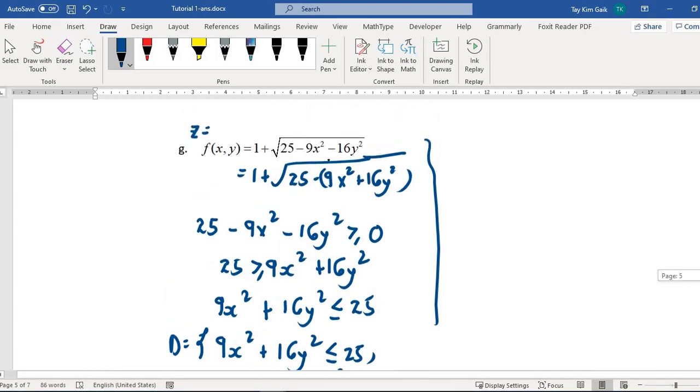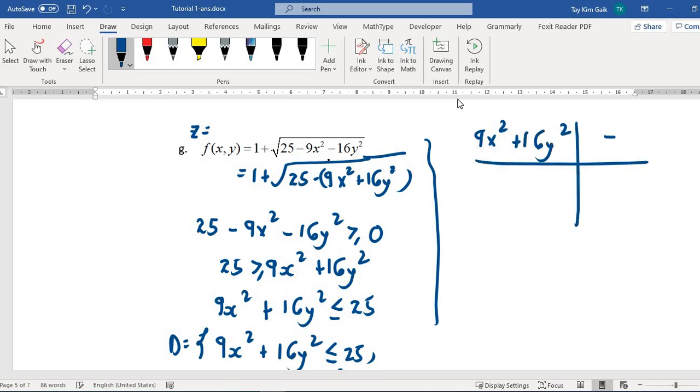Okay, and then you see the set of values of z. I put 9x squared plus 16y squared, and this is a z. Again, 9x squared plus 16y squared is always positive. So minimum can be 0. Because when x is 0, y is 0, the minimum of 9x squared plus 16y squared you get 0. Okay. Maximum up to 25. From 0 up to 25.